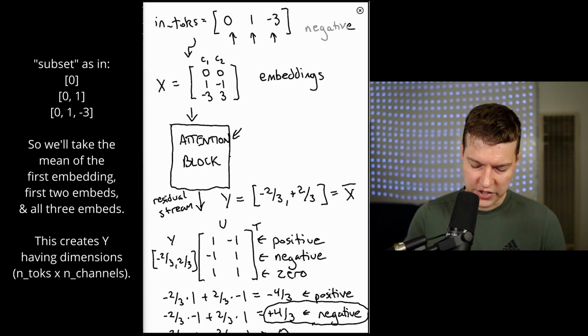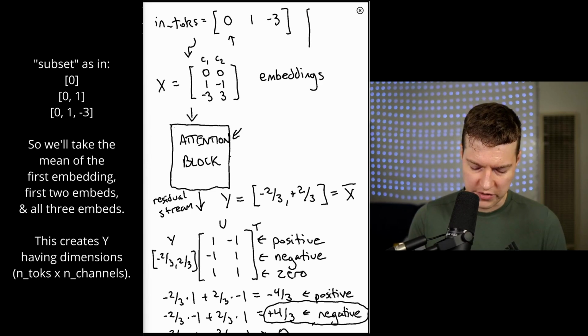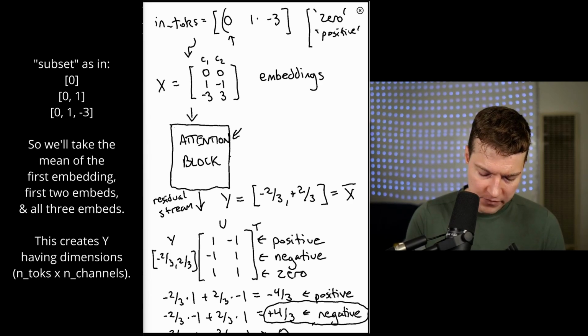So instead of just predicting negative for this, we're going to pretend that we start with only 0. And so our output is going to be for 0, 0. And then we're going to pretend we have 0, 1. The output for that is positive. And then we'll pretend we have all 3. And so the output for that is negative.